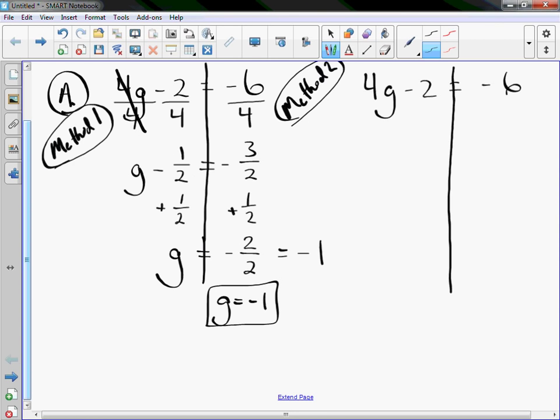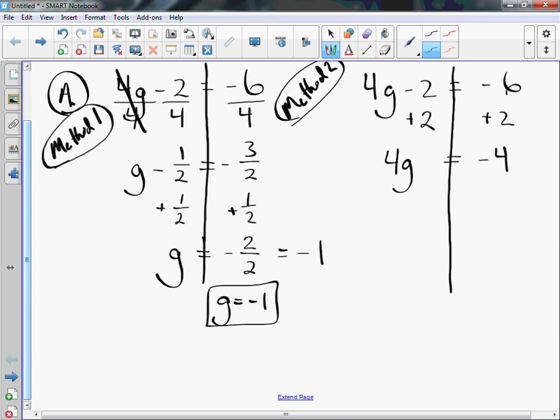Now, if we ignore our instincts with order of operations, or actually look at them kind of backwards, the easiest thing to do operations-wise is to add or subtract. So let's look at doing the easiest thing. We have a -2 here, so let's do its additive inverse and add 2 to both sides. I have 4g still. -2 plus 2 is 0, so I don't need to write anything in there. And then I have -6 plus 2, which is -4.